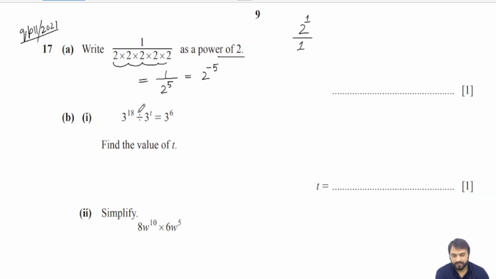Next part is 3 raised to power 18 divided by 3 raised to power t is equal to 3 raised to power 6. Find the value of t. So these two are dividing and they have a similar base. I can write 3 and subtract the powers. 18 minus t is equal to 3 raised to power 6. So the bases are the same and they have an equal sign, so we can say that the powers will be equal.